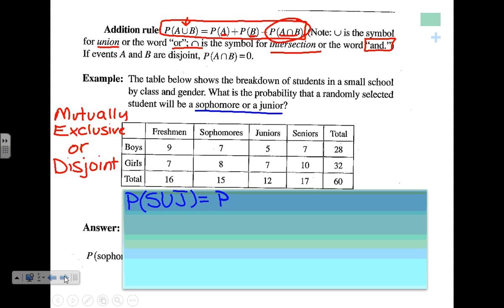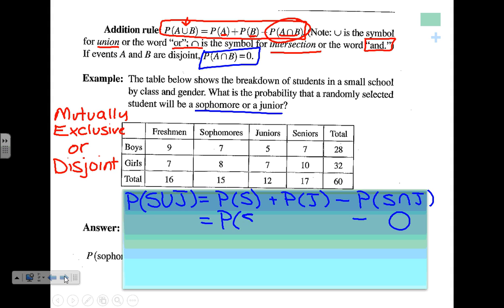The probability of being a sophomore or a junior would equal the probability of being a sophomore plus the probability of being a junior minus their intersection, sophomore and a junior. Now we know already you cannot be a sophomore and a junior. And so if we look back up here, it talks about if two things are disjoint, the probability of A and B is going to be 0. So we just need to find the probability of being a sophomore and add it to the probability of being a junior. We don't care about their intersection if they're mutually exclusive, disjoint events.